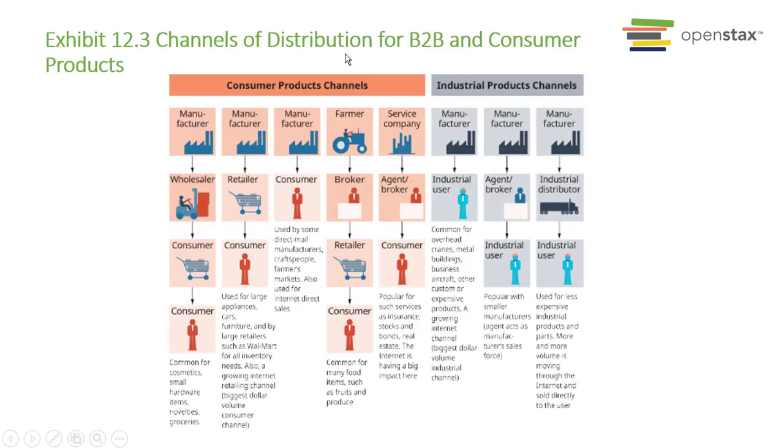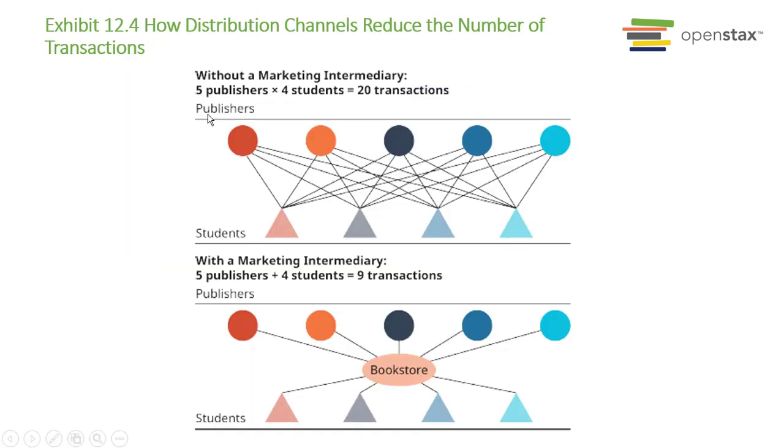In terms of channels of distribution, business to business and consumer product, you could see a variety of ways of doing this, right? I'm not going to go through each of them, but basically to give you an idea. In terms of industrial, it's a little bit narrower in terms of choices. And so the question then is how distribution channels reduce the number of transactions, right? Again, example from your author, if you have 5 sources here for students and they're going direct, that's a lot of interaction. Whereas over here, if you have publishers all having to go through a bookstore, then it's easier for students to get access. So again, it reduces the number of transactions, 9 transactions compared to 20 transactions.